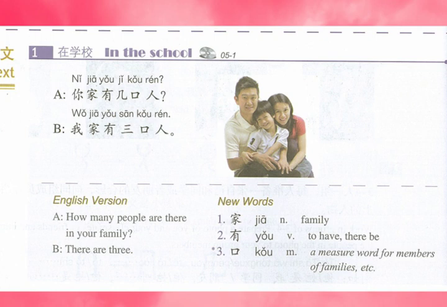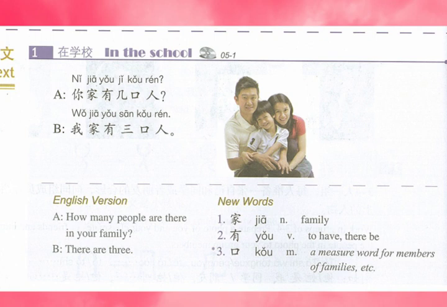Now let's study the text. Text 1, 课文一. In the school, 在学校. Kind of like a preposition here, in, on, or at, depending on the context. 学校 that's a school. 在学校 in the school. For example, you can say 在家 means at home, because we're talking about home, 家, so we say at, not in. 在家。你家有几口人？我家有三口人。You actually can notice 口, this character, from the new words list, which is the third word.